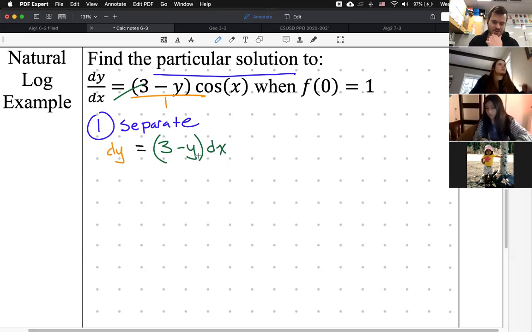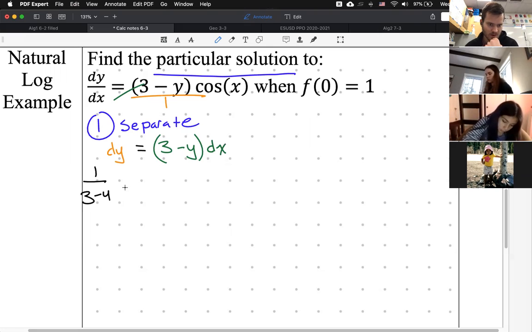All right, and this is going to be a little bit tricky to isolate because I have this 3 minus y. Let's just go ahead and divide by this whole 3 minus y. I think that might be the easiest way to do this. So if I do that, I'll just write the answer here. This is going to be 1 over 3 minus y dy is equal to dx. All right, so Teflon and I have separated the variables, pat ourselves on the back.